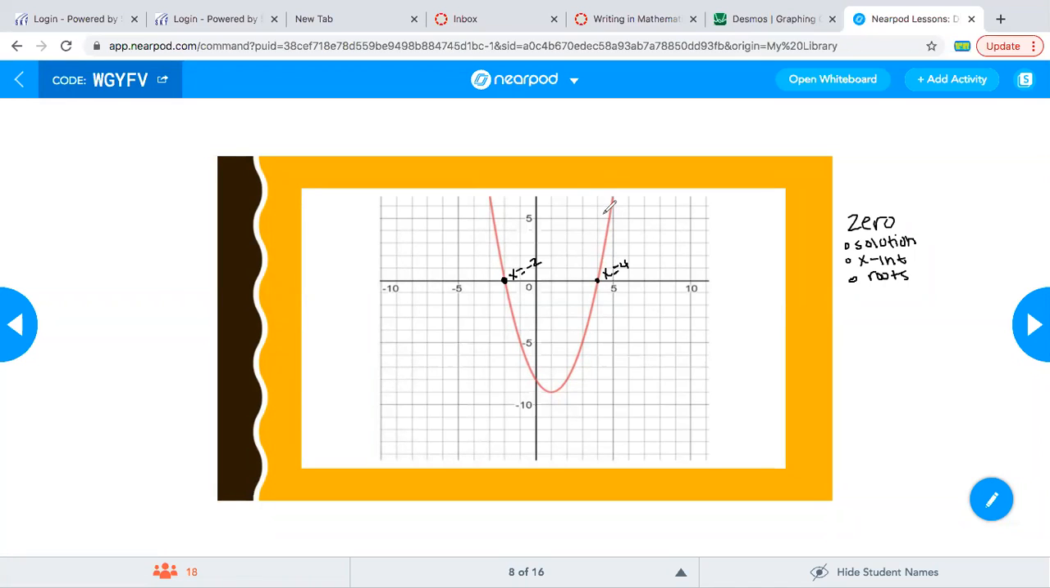Grayson, can you tell me the y-intercept, please? Look really closely. Yes, okay. All right, so the y-intercept is at -8.